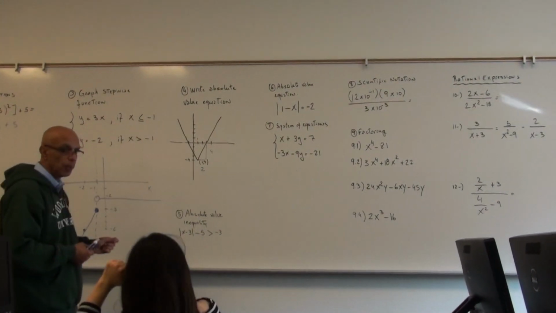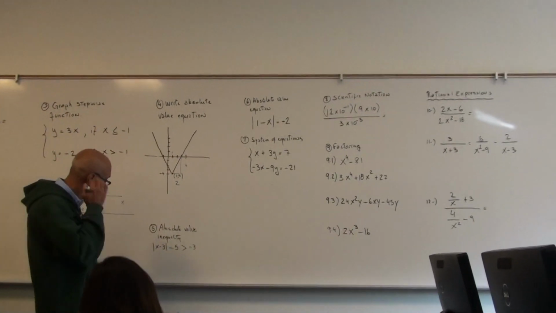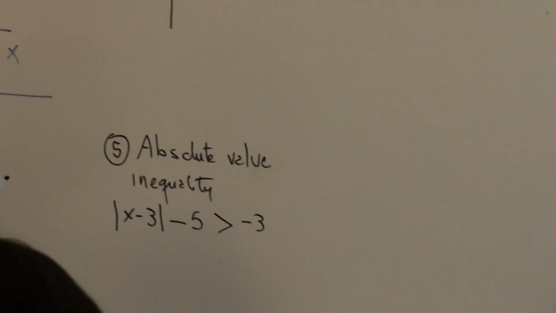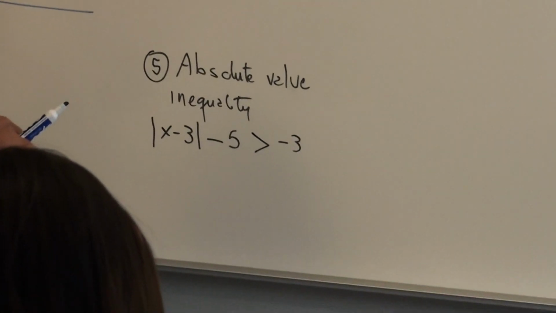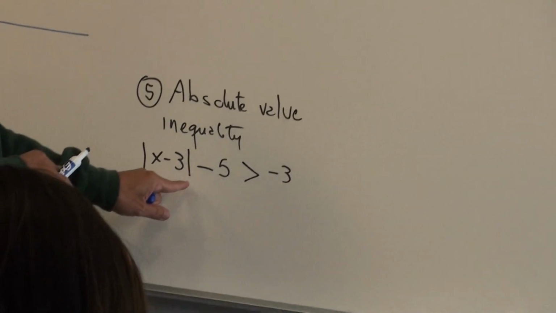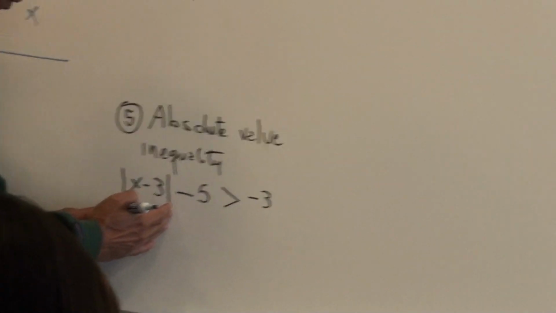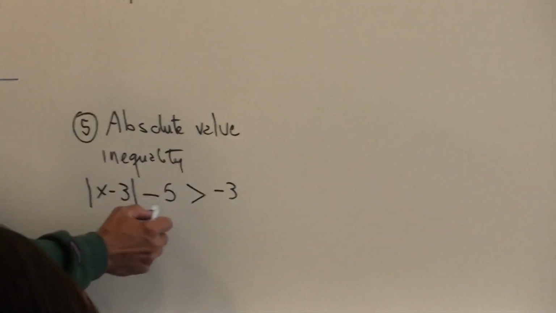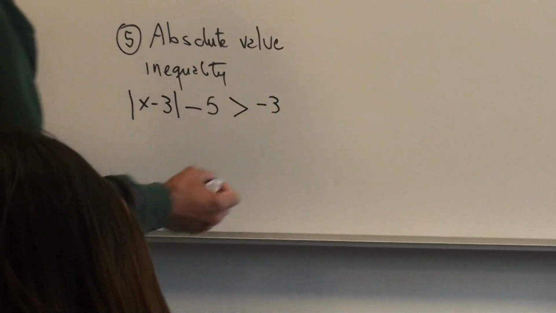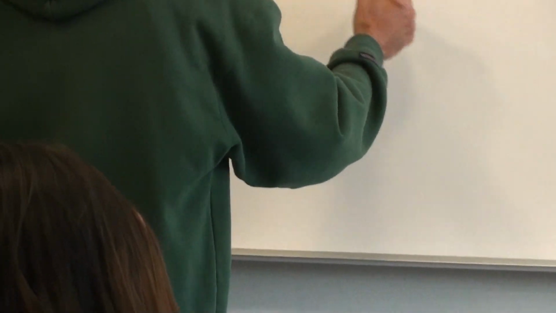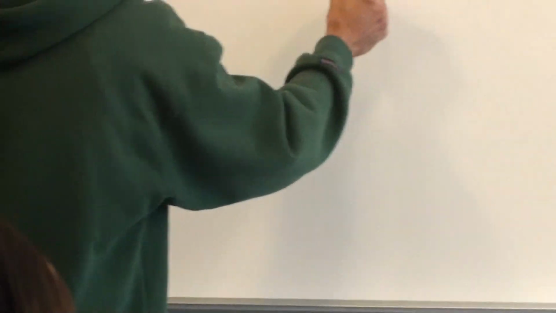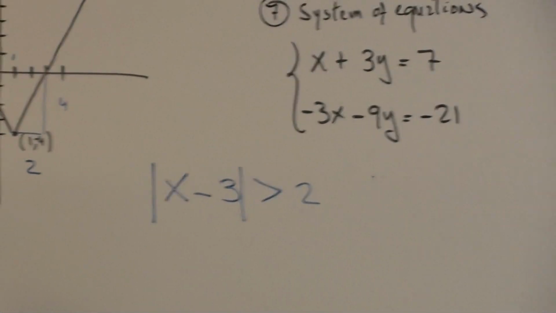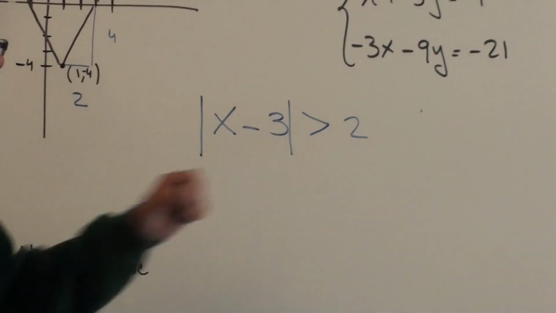Absolute value inequality, another question that many students fail to get right. The first thing you need to do here is to get rid of this 5. Move 5 to the other side, and then when you do that, you get |x - 3| and then 2. 5 becomes positive, so you've got 2 here now.